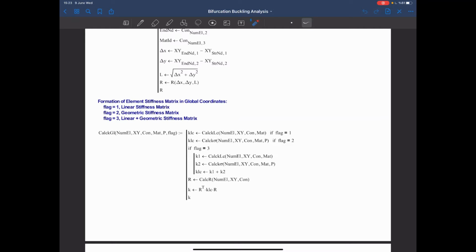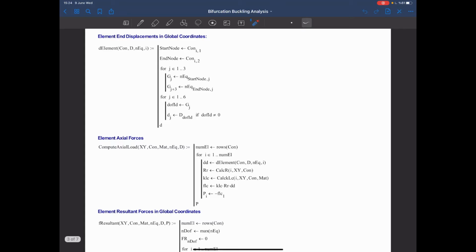So what we do here is, if the flag is equal to 1, the stiffness matrix is the linear one. Flag is equal to 2, it is the geometric stiffness. Flag is equal to 3, I calculate both of them and add them up. Now all these matrices are in the local coordinate system, so I have to calculate the rotation matrix and then transform the stiffness matrix in local coordinates to the stiffness matrix in the global coordinate system.